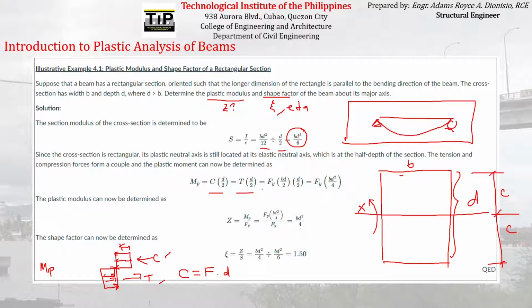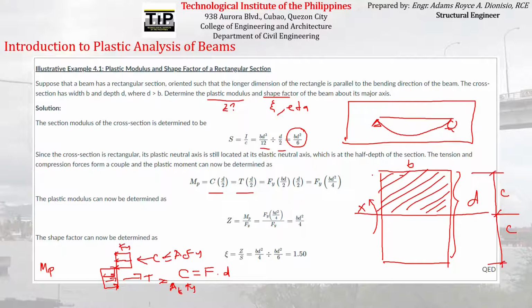Okay? So how do we get the C or the T again? C is just equal to the area in compression times Fy. T is just equal to the area in tension times Fy. So in this portion, the upper portion, that is the area in compression. Okay, so what is that area? If we compute that area, what is its magnitude? That is just a rectangle, and the area of a rectangle is just equal to B times half of the depth, which is D over 2.